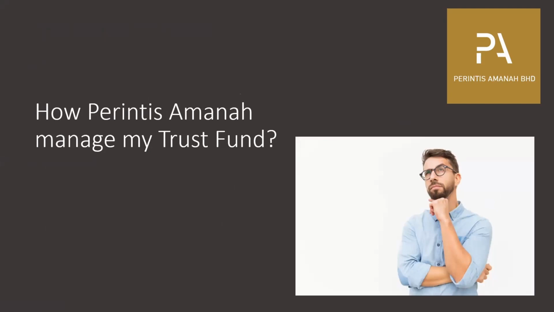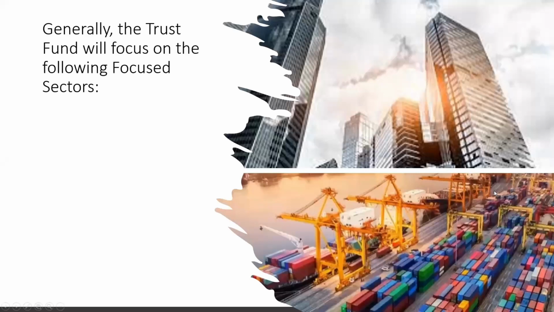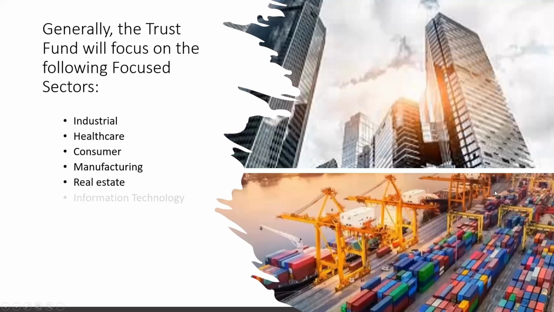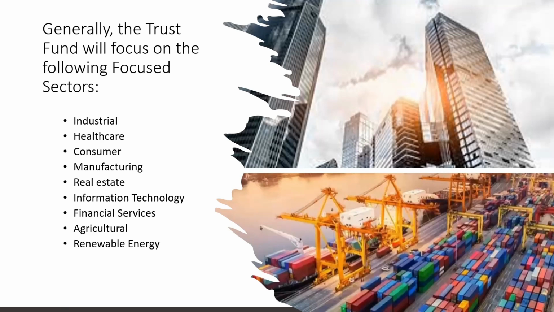Where do they put in? Okay, so generally the trust will focus on the following sectors: industrial, healthcare, consumer, manufacturing, real estate, information technology, financial services, agricultural or agrotech, renewable energy. Here we do private placement, joint ventures, we even do concerts and stuff. As long as we safeguard our assets, we safeguard our control and ability to generate the 10% for our settlors, then we are okay. So we cover all these particular areas.